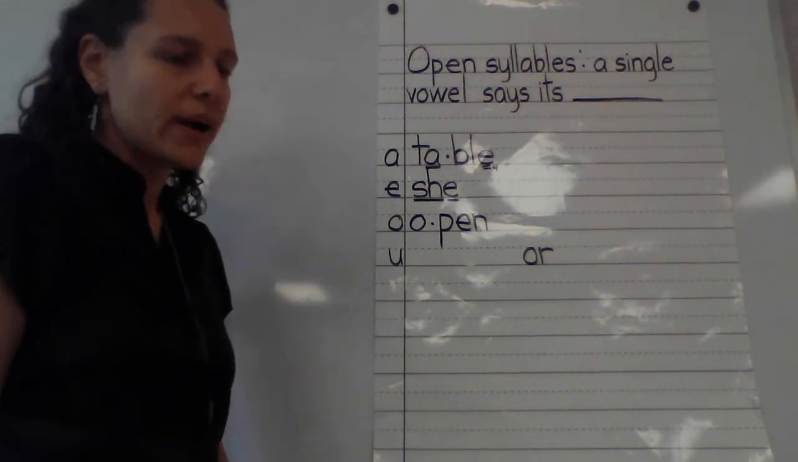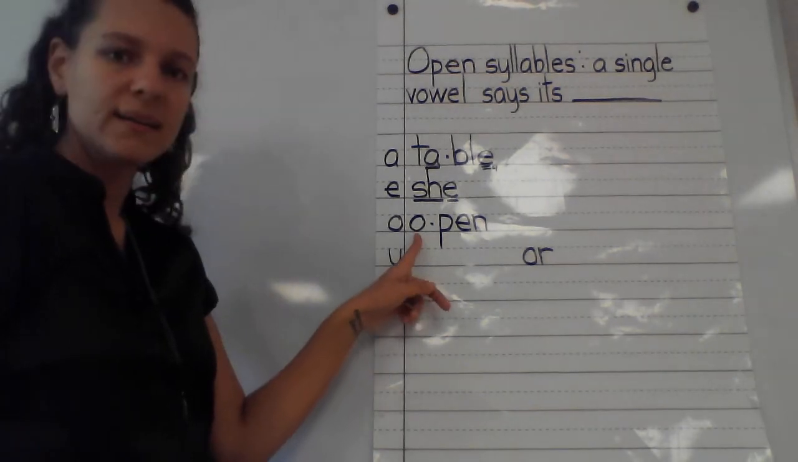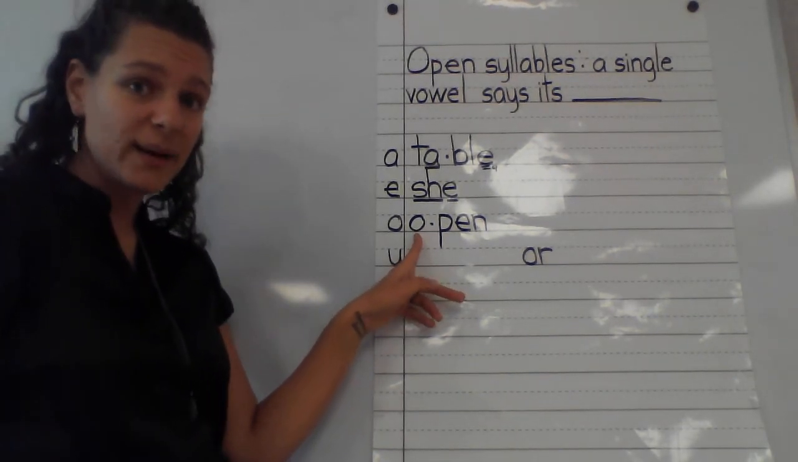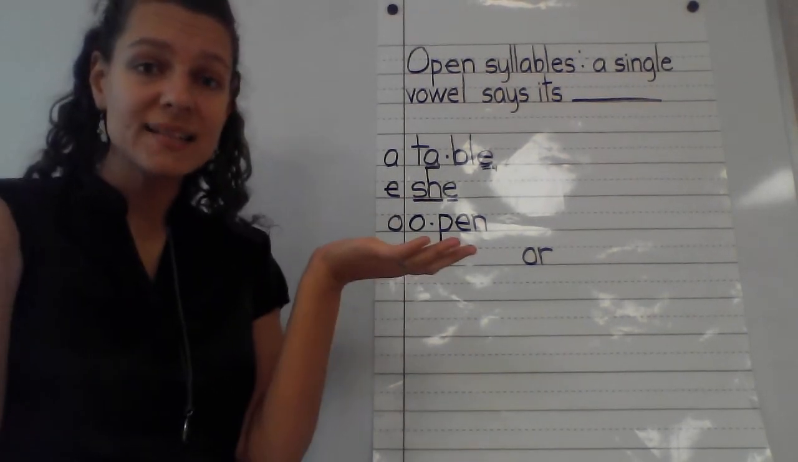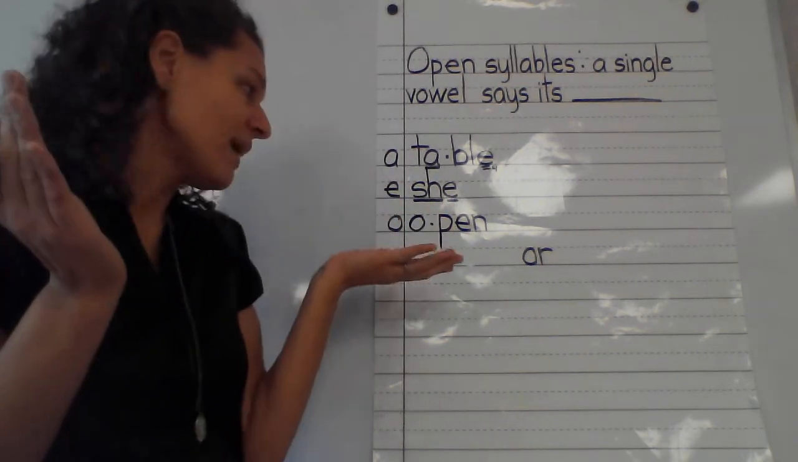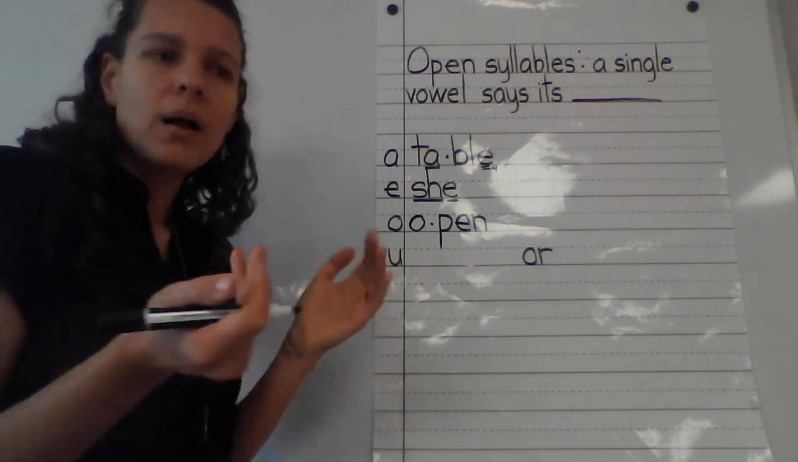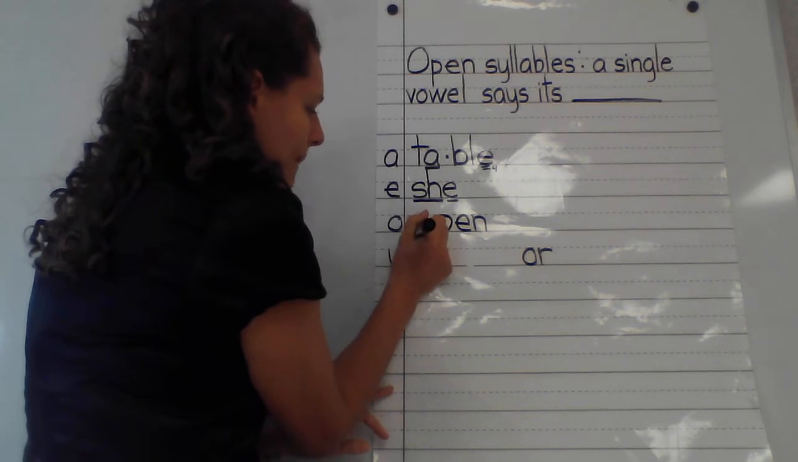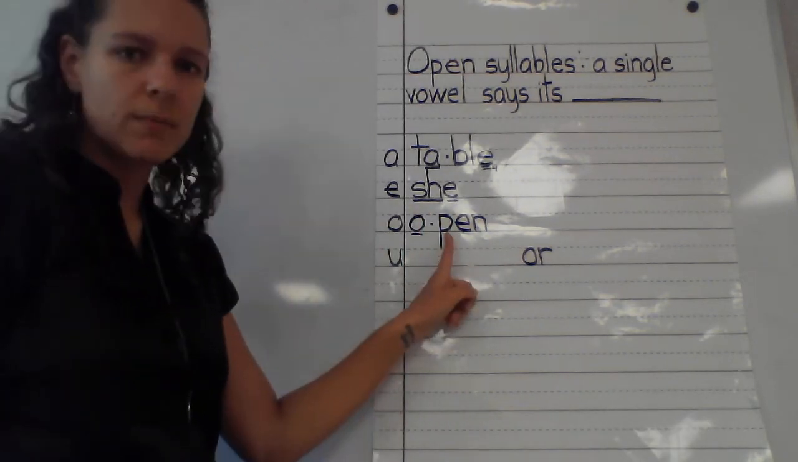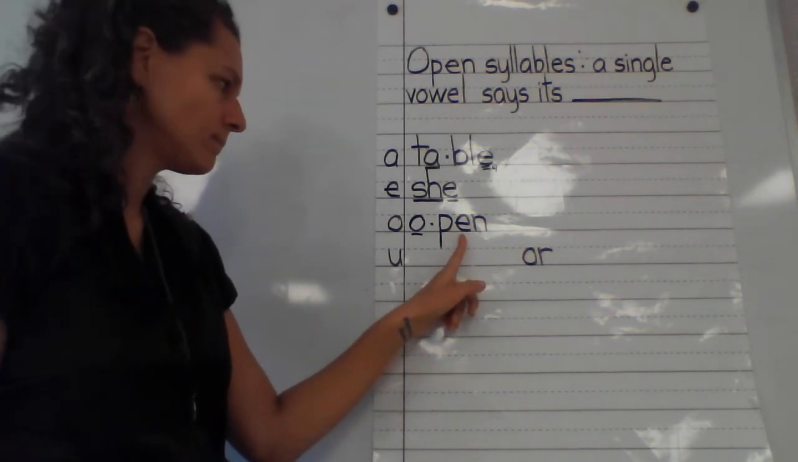And now let's mark it. Does this need a marking? It sure does, right? It's an open syllable. It's saying its name. We have to underline it so we know it's saying its name. How about this? Does this need a marking? No.